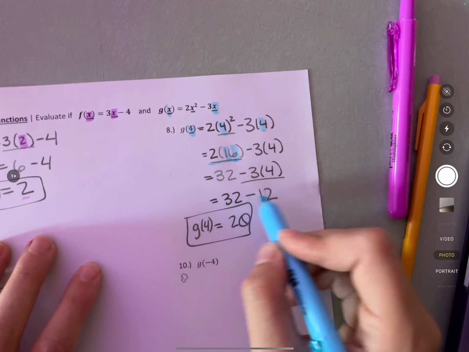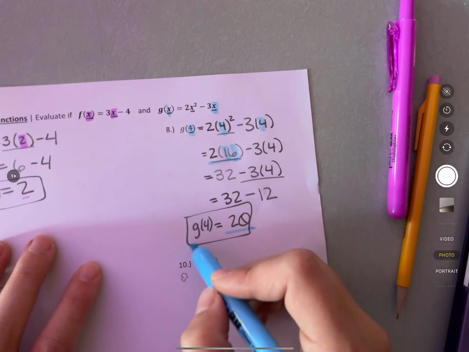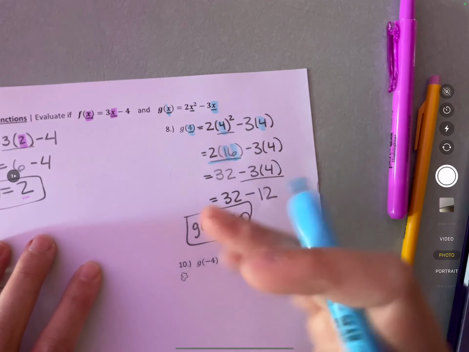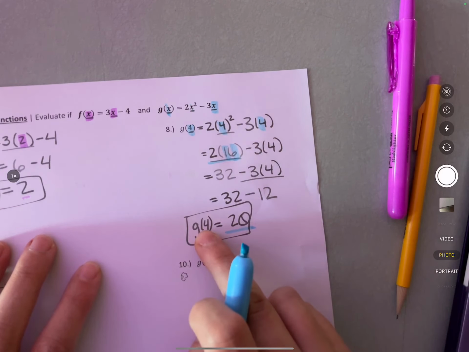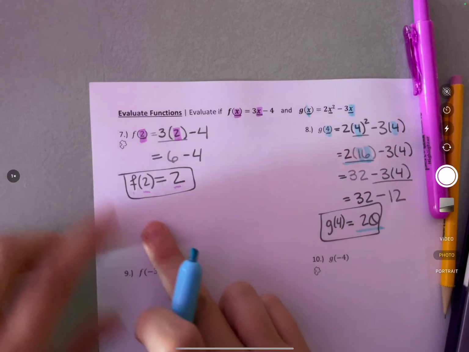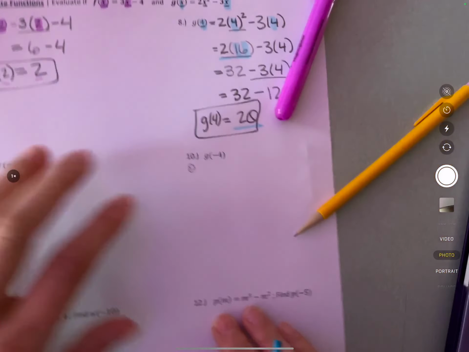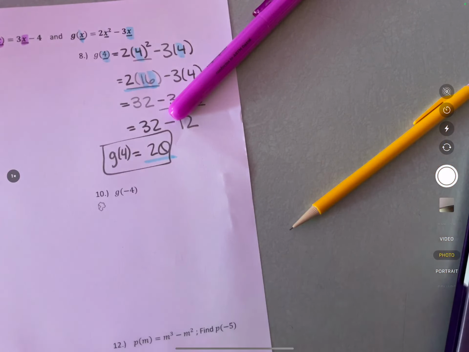And then I do 32 minus 12, which gives me the 20. So my final answer is G of 4 equals 20. Basically, it's saying when I plug in 4 for the G equation, I would get 20. In this one, when I plug in the 2 for the F equation, I would get 2. I have 2 more here for us to try out.